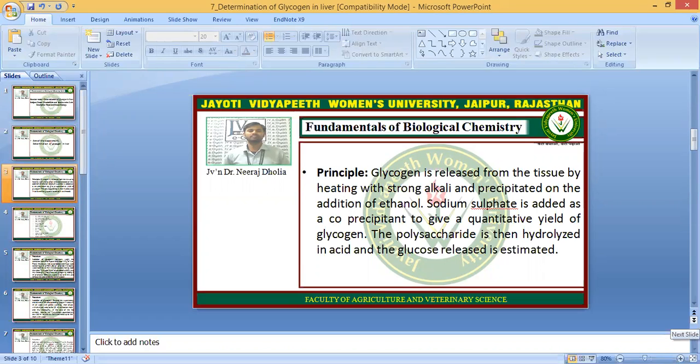So the principle is, glycogen is released from the tissue by heating with strong alkali and precipitated on the addition of ethanol. Sodium sulfate is added as a co-precipitant to give a quantitative yield of the glycogen. Then the polysaccharide is hydrolyzed in acid, and the glucose released is estimated, which is related with the amount of glycogen in the tissue.